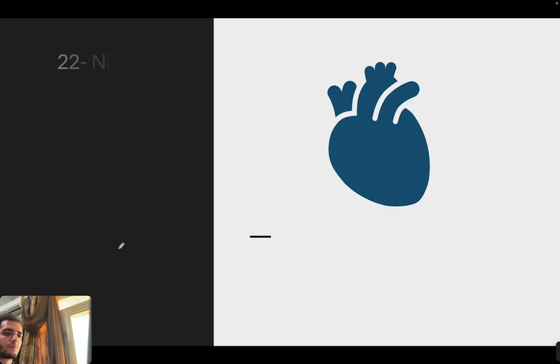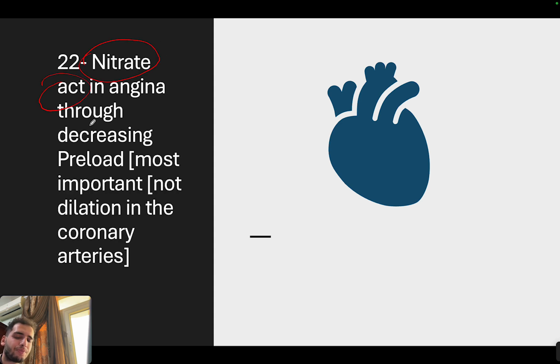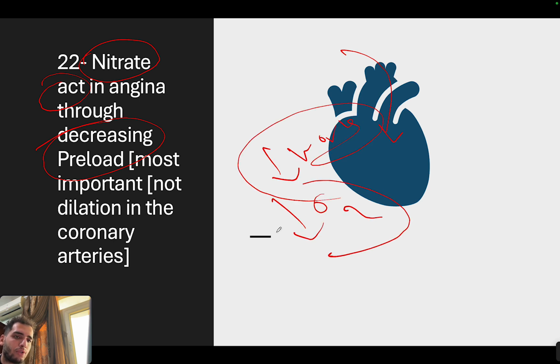Okay. Now, they will ask you also how nitrates treat angina, and the way it treats angina is by decreasing the preload, or the blood coming into the heart, and when it decreases the preload, it will decrease the heart work. Okay, so the heart will work less, so the heart will need less oxygen. It has nothing to do with dilation in the coronary arteries. Yes, it can cause dilation of the coronary arteries, but this is not why we use it for treating angina. We use it for treating angina to decrease the preload itself.